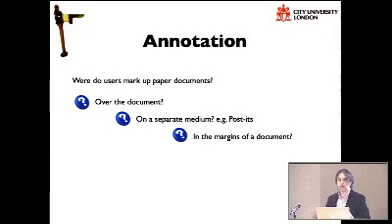I want to apologise for one item of spelling on the next page, and I'll just say it was not me who spelt it that way, but I can't change the graphic. When people annotate, where do they put it? So let's move on from marking to annotation. Do they write over the document itself? Do they use a separate medium? Of course, the answer is obviously, well, it depends.